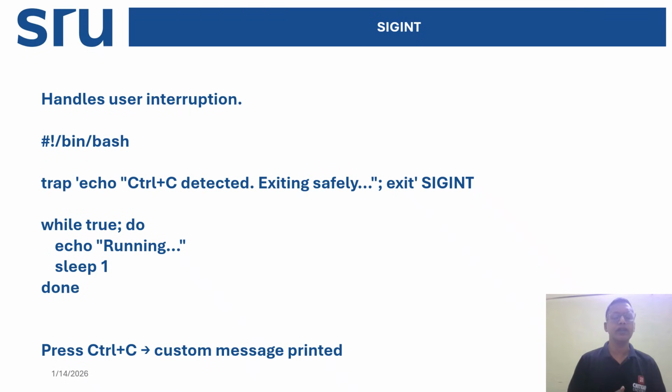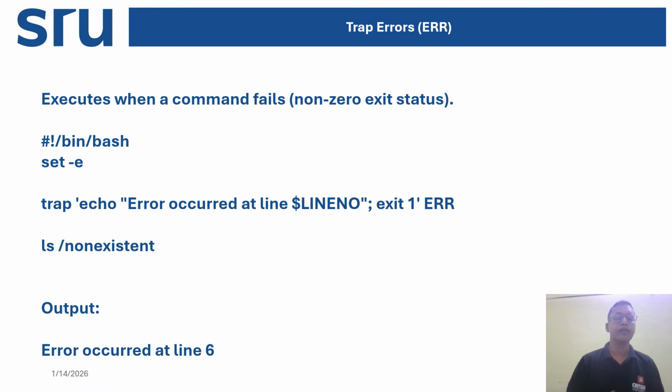In that scenario, when you want to exit, you need to press Ctrl C. When you press Ctrl C, the kernel sends one signal, that is SIGINT. That SIGINT will be handled by the kernel, and the trap command catches that one, and it displays some message, exiting safely. Similarly, one more.